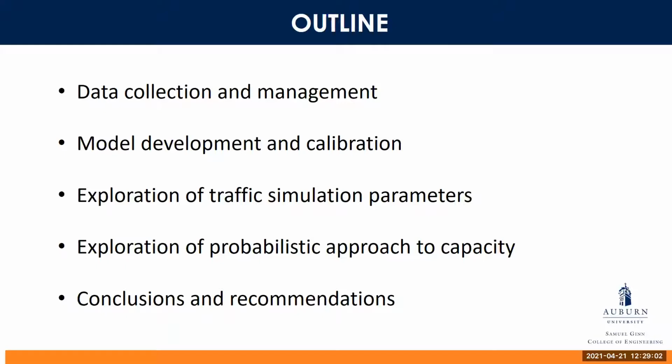We'll talk about the data that were collected and then processing, and then take a look at the traffic simulation model development and how it was calibrated, and then explore some of those default parameters in VISSIM and take a look at seeing if they need to be modified based on the traffic that we observed, and then kind of set the stage for taking a probabilistic approach to estimating the capacity available through a freeway lane closure, and then wrap that up with some conclusions and recommendations.